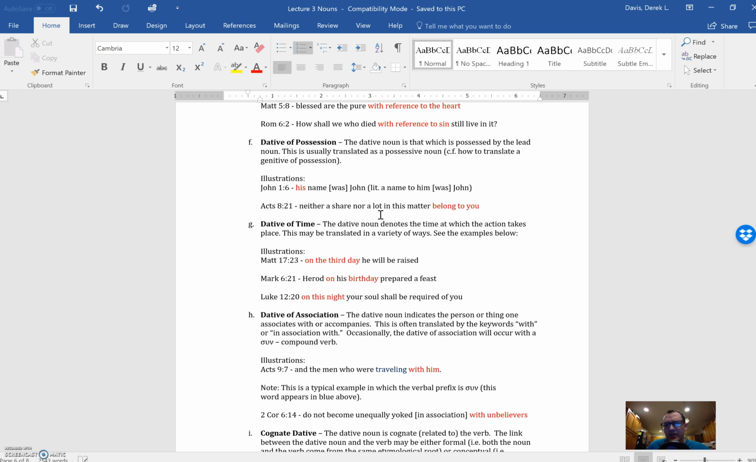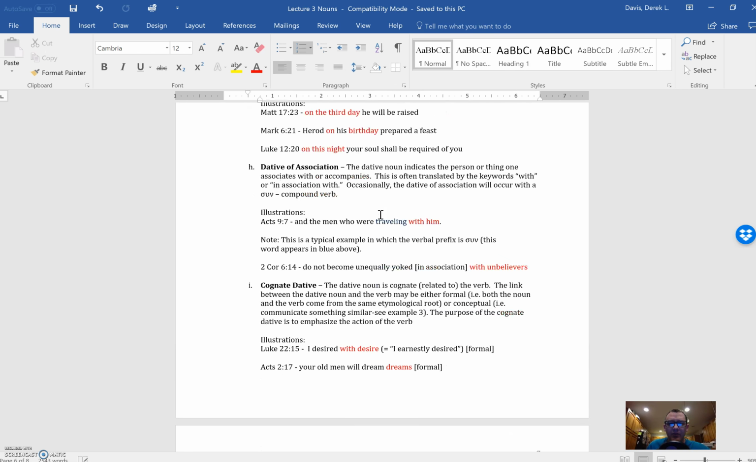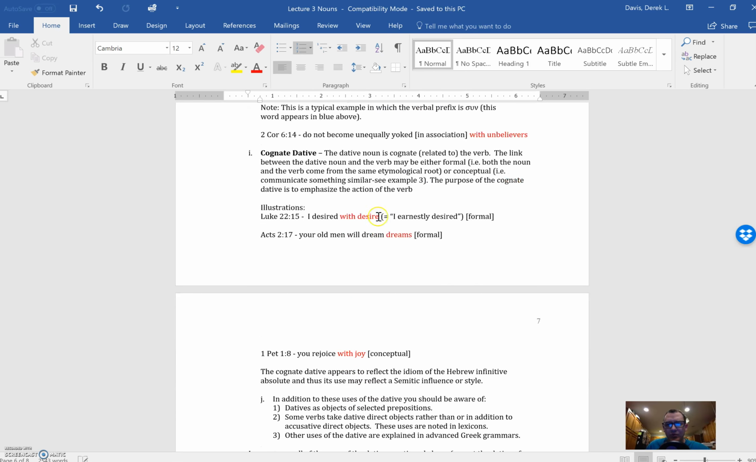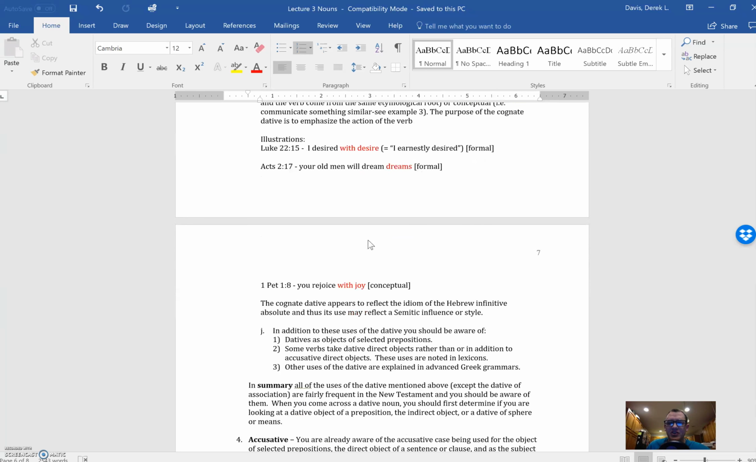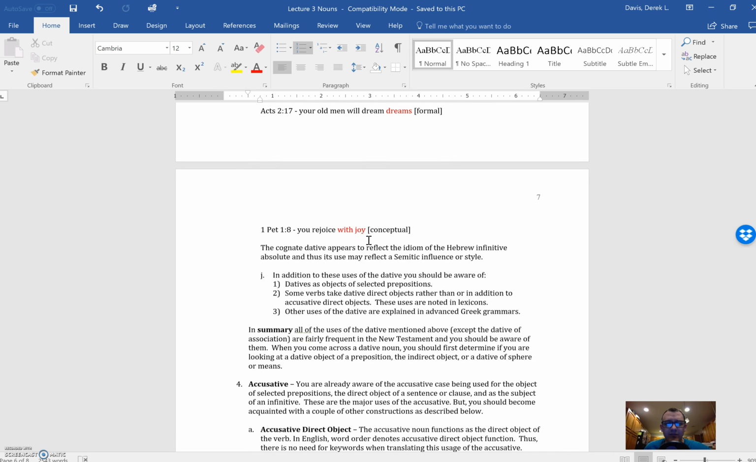The other ones, much like the genitive, I'm just going to skate over here: the dative of possession, time, and association. The cognate dative will be pretty clear because they'll just repeat words. I'll let you go over that by yourself, but once again, remember, and I'll show you how to do this in the tutorial video, if you see a separate preposition as a word in the text, then the dative is going to be the object of that preposition, and I'll show you how to identify that.